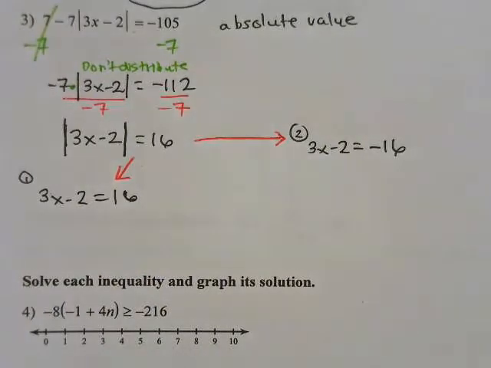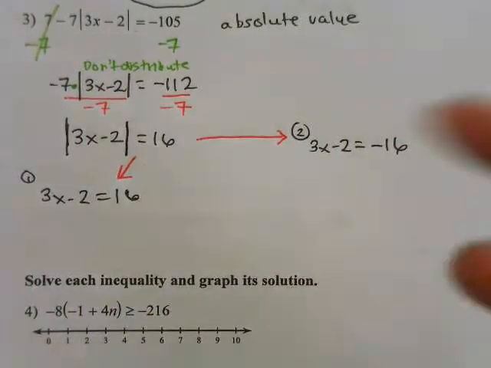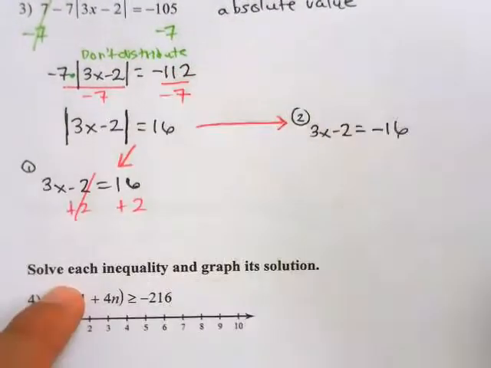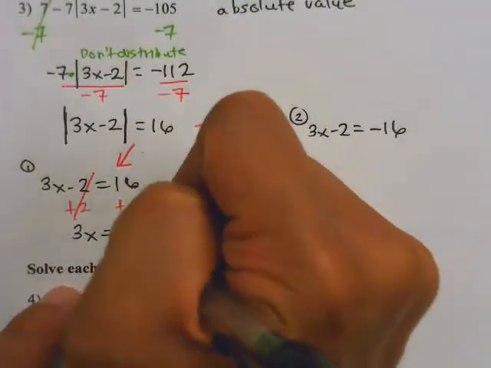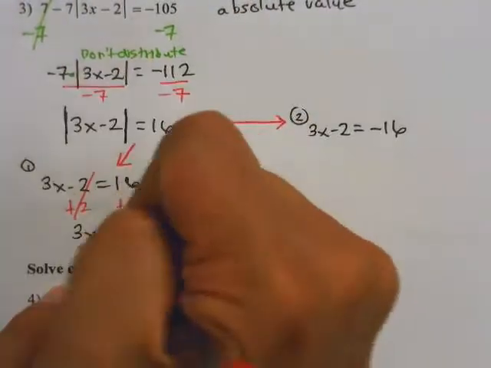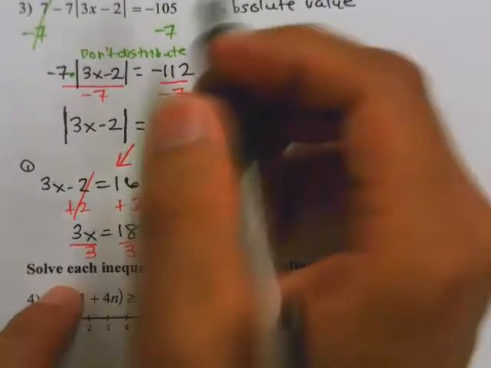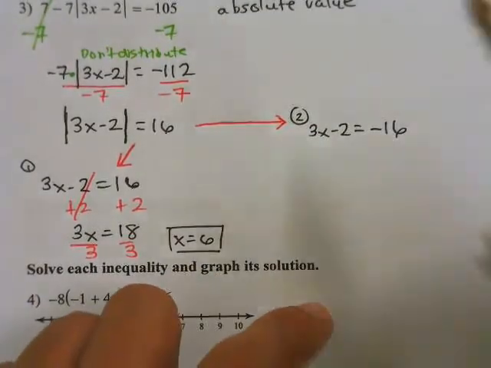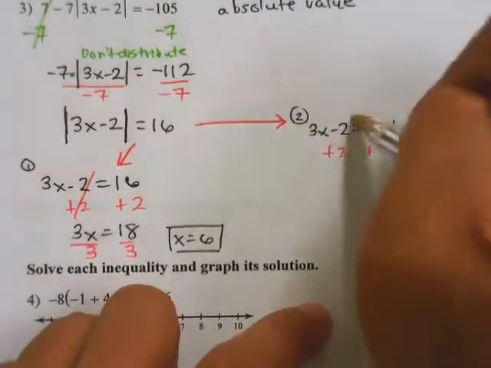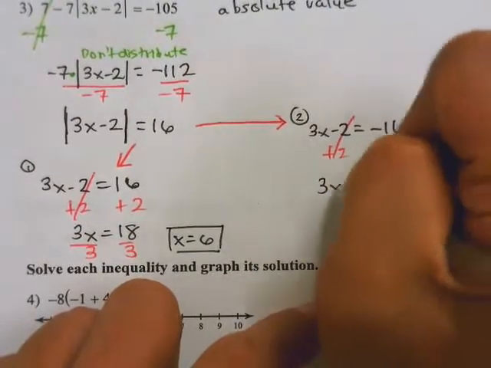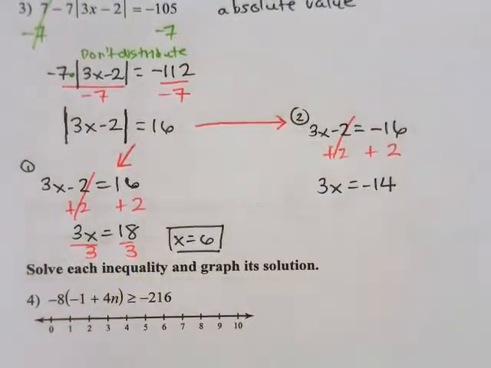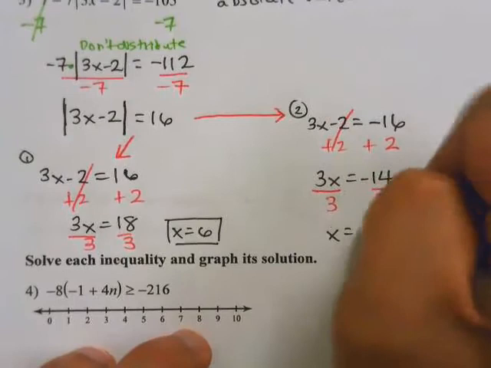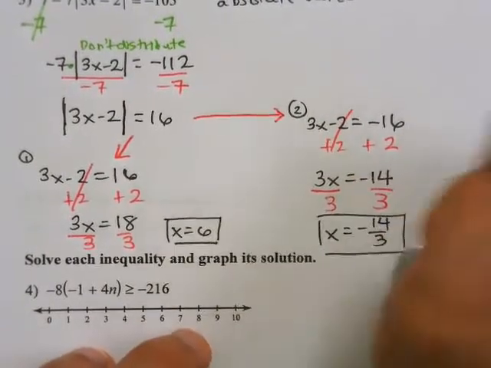You're going to solve them separately, and you'll most likely get two answers for most of these absolute value equations that you're solving for. Plus 2 on both sides. 3x is equal to 18. Divide by 3, divide by 3. X is equal to 6, or add 2, add 2. 3x is equal to negative 14. Divide by 3, divide by 3. X is equal to negative 14 over 3. So you do have two possible answers in this.